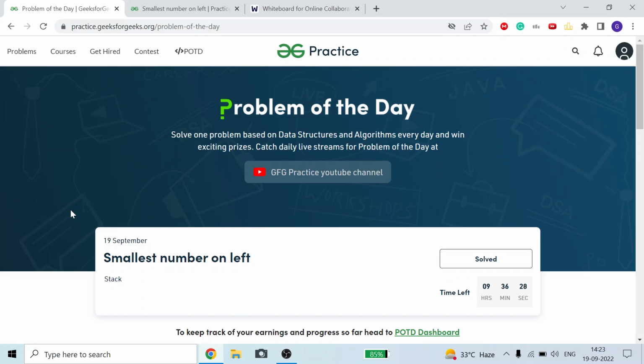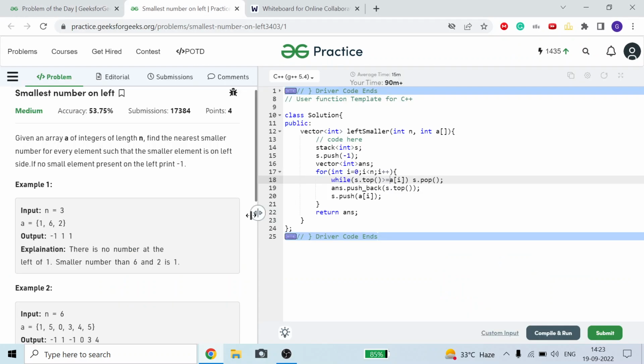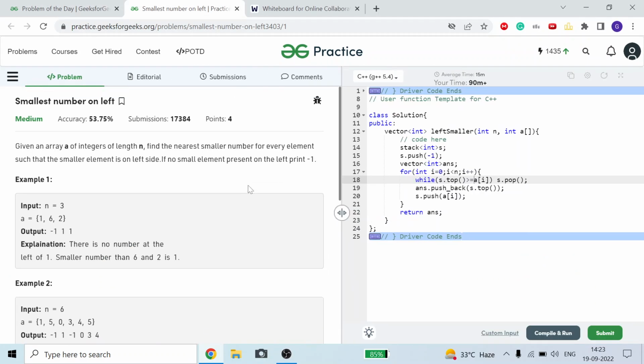Today we are going to discuss the smallest number on left problem of GFG. So let's move on to the problem, guys. Here we are given an array A of n integers, and we have to find out the smallest number for every element on the left side, and that should be nearest as well.